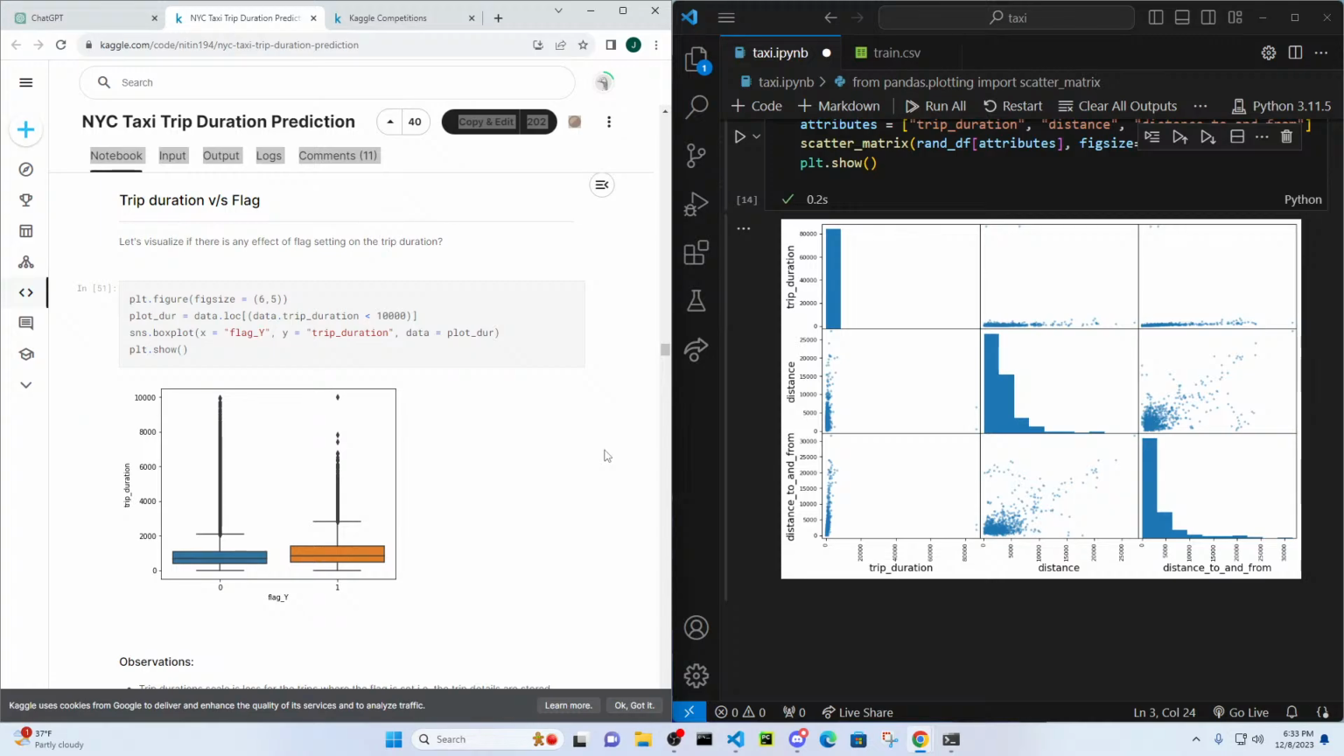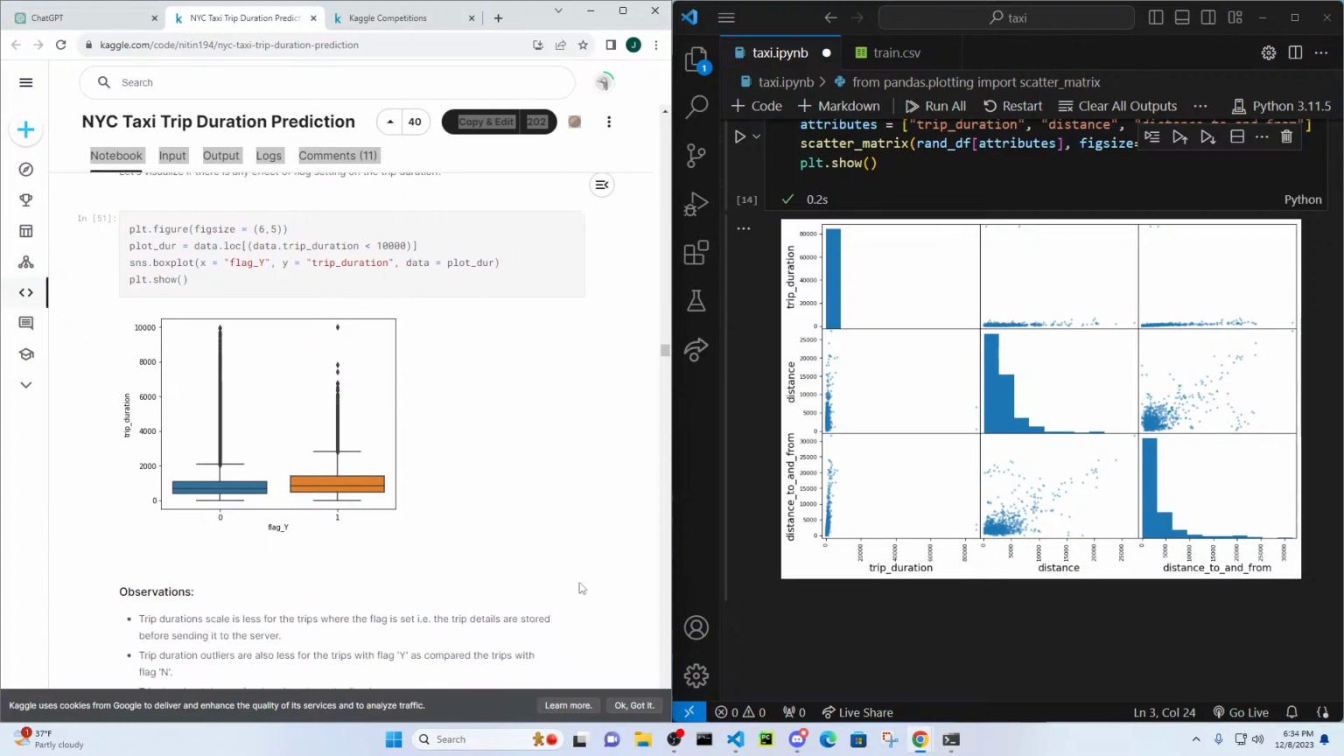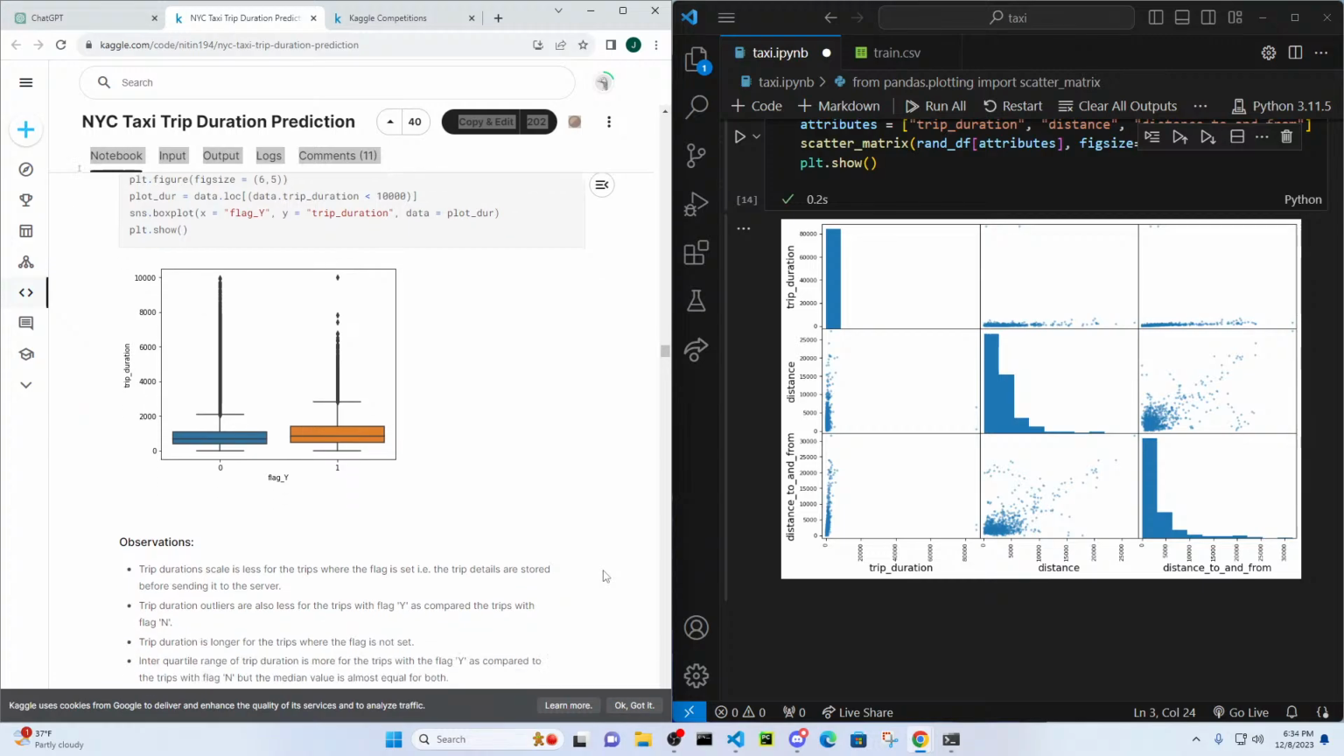Yeah, so we have vendor 0 and vendor 1, which is like, yeah, 1 and 2, I guess. But this is just the yes flag. So when they did have to store and forward, this is the trip duration for when they did have to store and forward flag. The trip duration scale is less for the trips where the flag is set.